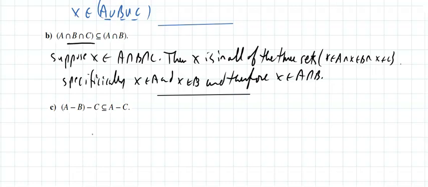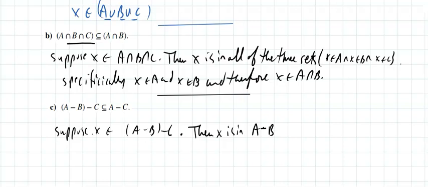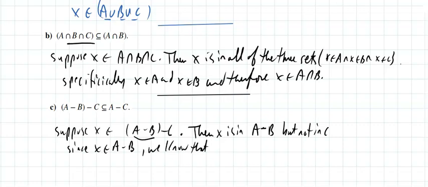Well, let's see. Again, we start with, suppose X belongs to A minus B minus C. Then X is in A minus B for sure, but not in C. Since X belongs to A minus B, we know that X belongs to A and X does not belong to B. We know that because it's A minus B.